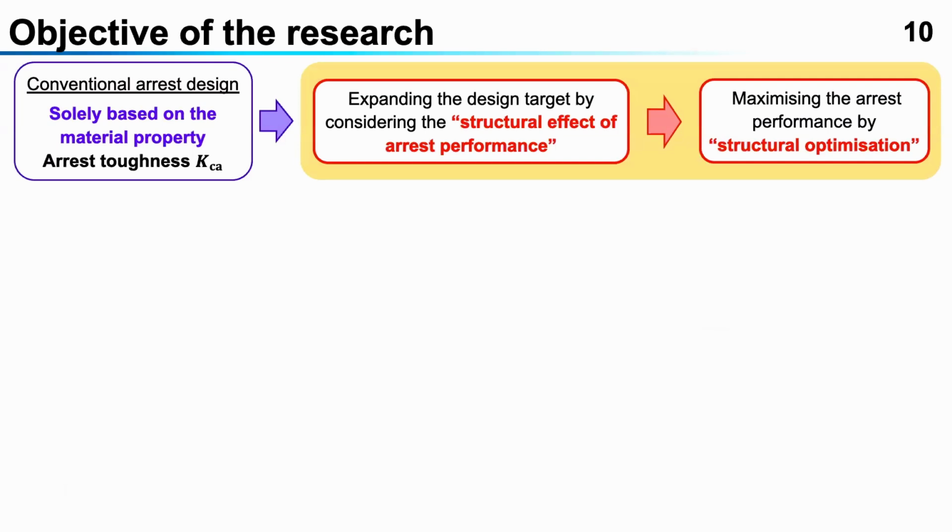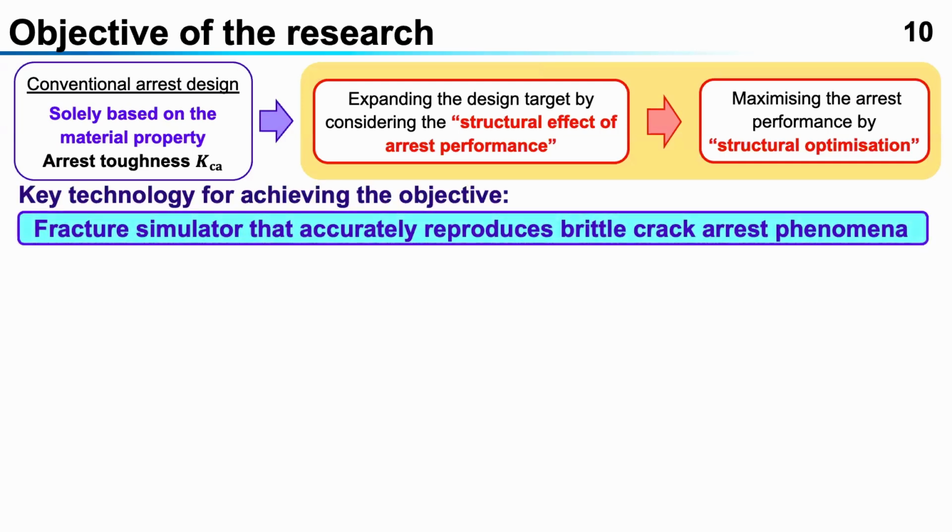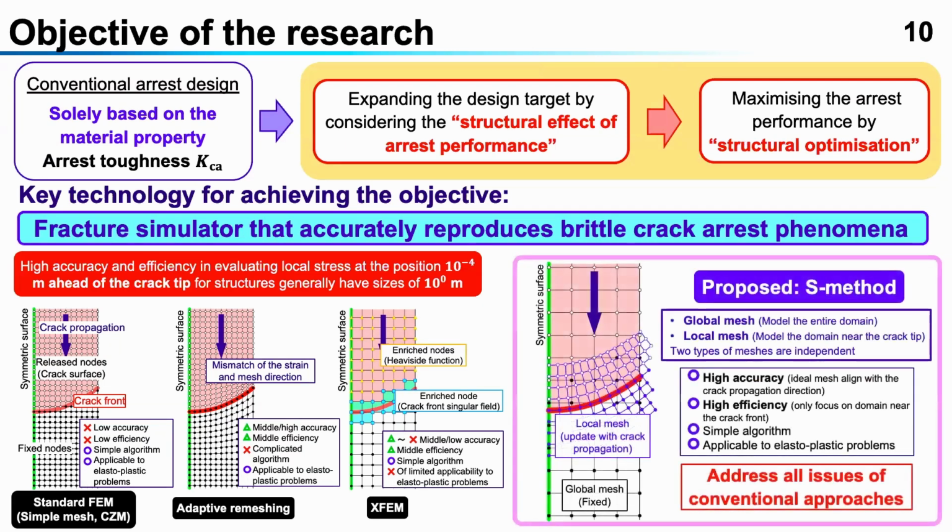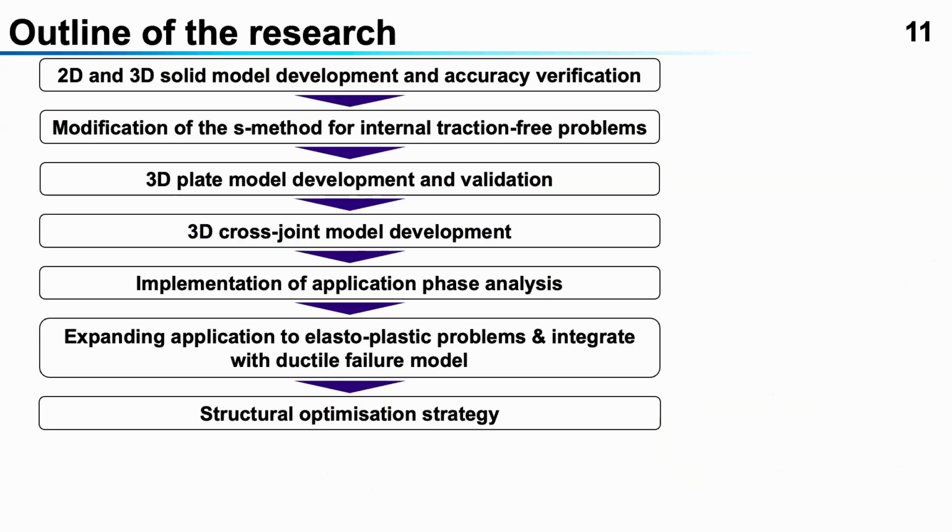So as I just said, in the conventional studies, they just studied the material property to try to improve the arrestability. But our objective is to expand the target by considering the structural effects and optimizing the arrest performance by structural optimization. And the key technology for achieving this is the fracture simulator that accurately reproduces and predicts the crack propagation. And actually, there are some existing studies, shown here, but they have some limitations. So all our proposed strategies are based on the S method, which can address all the issues in the conventional approaches.